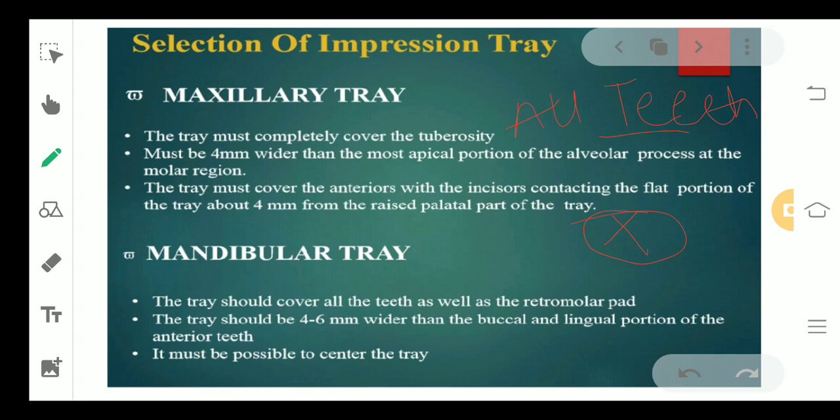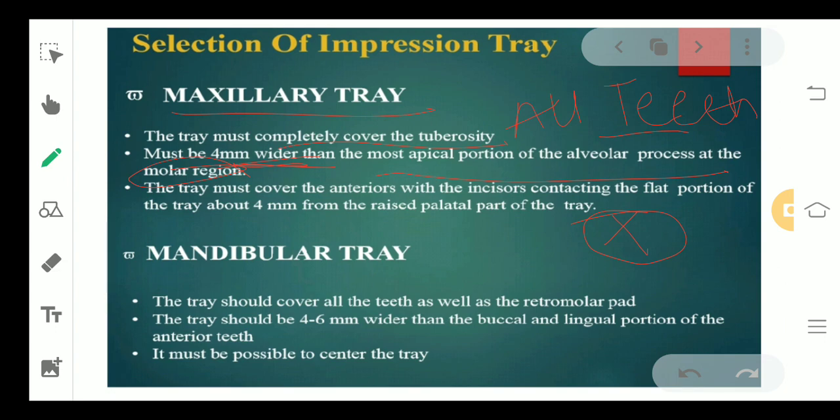The patient should not complain of pain or irritation, or that the tray is impinging or hurting his tissues. That should not happen. In case of the maxillary tray, the tray must completely cover the tuberosity. It should be 4 mm wider than the most apical portion of the alveolar process at the molar region, so that the material can flow easily.